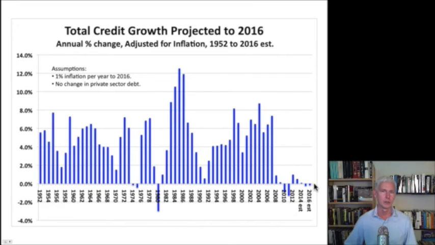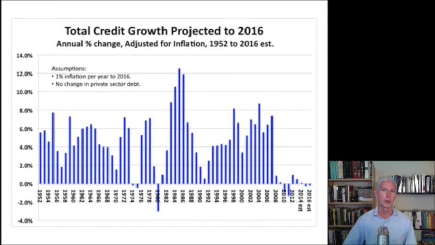Now, to project into the future, I have to make two assumptions. Because this is adjusted for inflation, I have to assume what the inflation rate's going to be. And here I'm assuming it's only going to be 1%. Now that's quite optimistic. It's not impossible, but it's an optimistic assumption. If inflation is 2 or 3%, these bars will become significantly more negative in the future. And the second assumption, I'm assuming that there's no change in private sector debt. I really think private sector debt is likely to continue to contract. But here I'm assuming that there's no increase in private sector debt and no decrease in private sector debt.